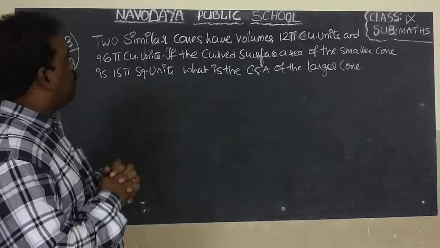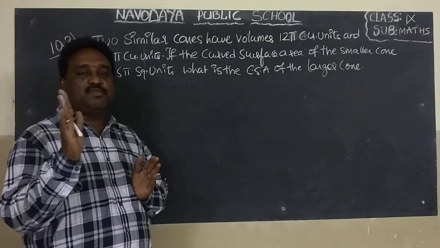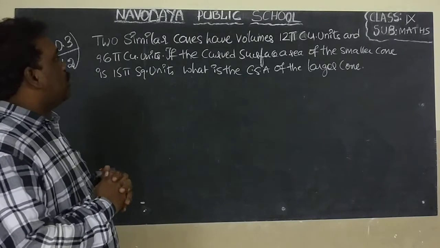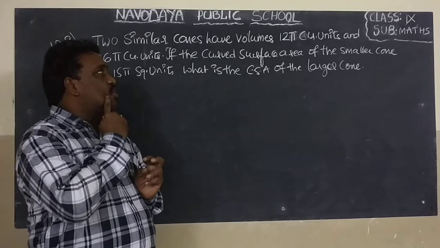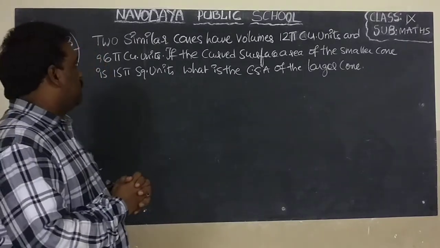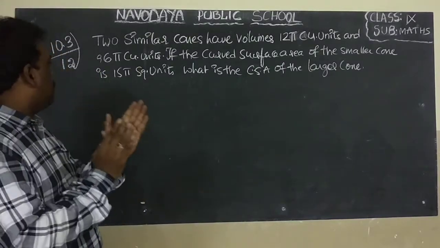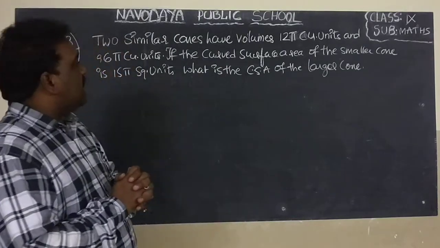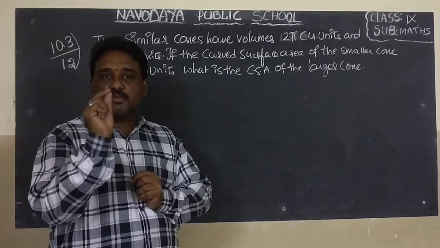Two similar cones. Read the problem and write the problem, and read the problem two or three times to know about the problem, the meaning of the problem. Two similar cones have volumes 12 pi cubic units and 96 pi cubic units. If the curved surface area of the smaller cone is 15 pi square units, what is the curved surface area of the larger cone? So the problem is about cone.